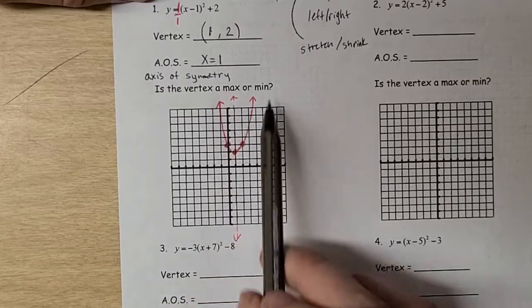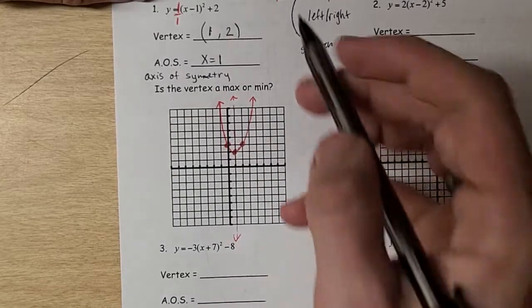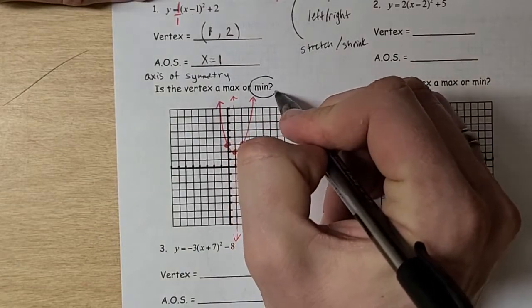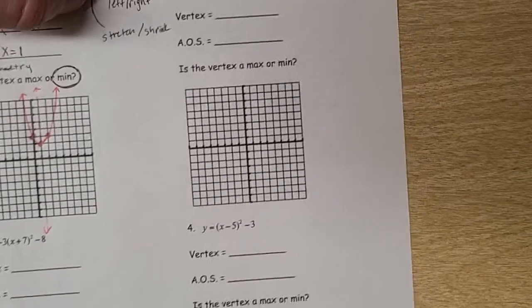So if I look at this parabola and I look at the vertex, is the vertex at the very top of the parabola or is the vertex at the very bottom? Now, hopefully you'll say, oh, that's at the very bottom. So that means it is a minimum. Simple enough. Okay, let's keep going.